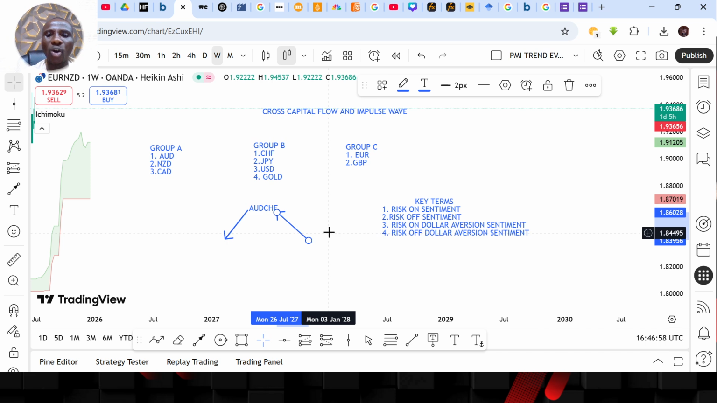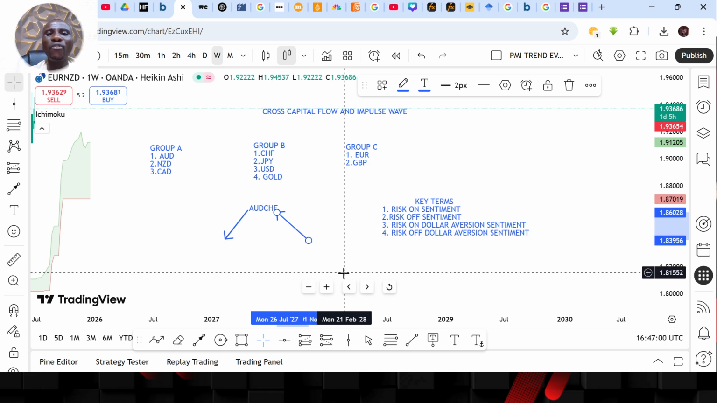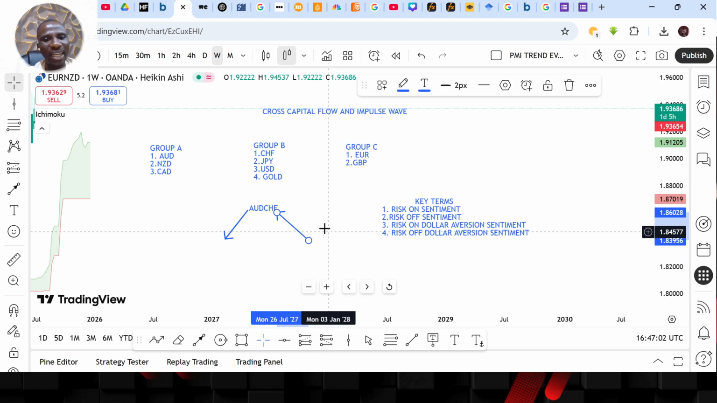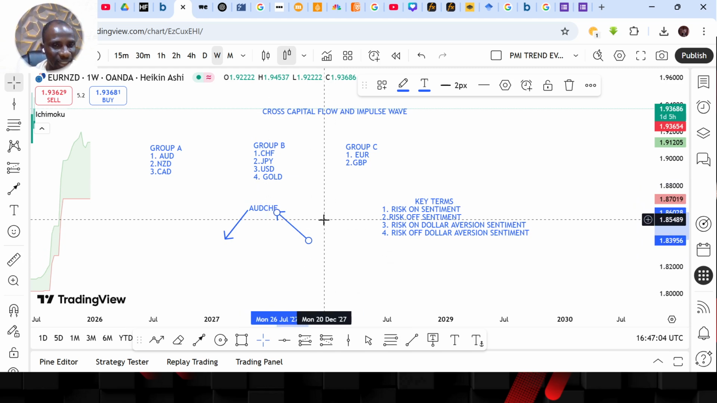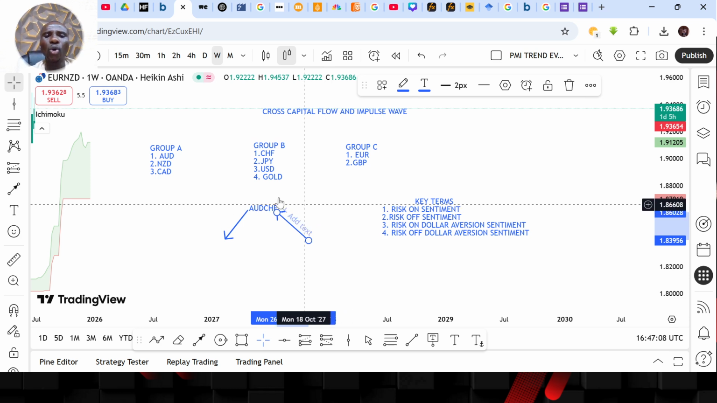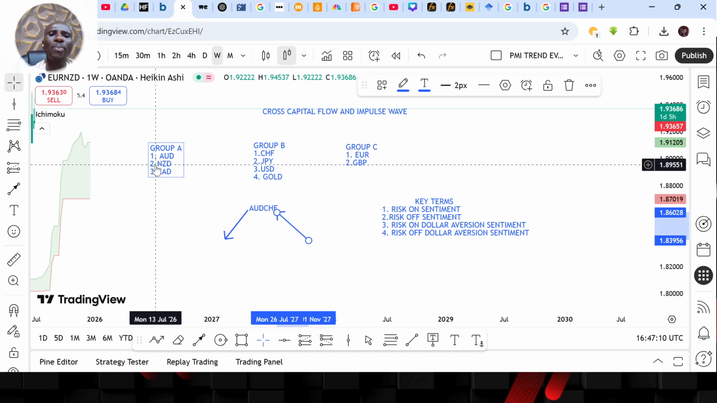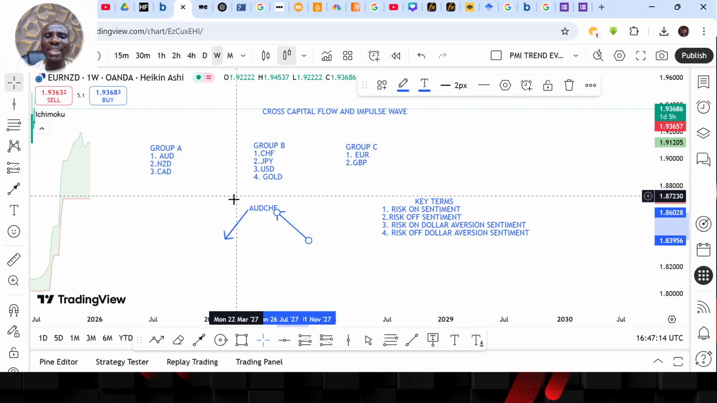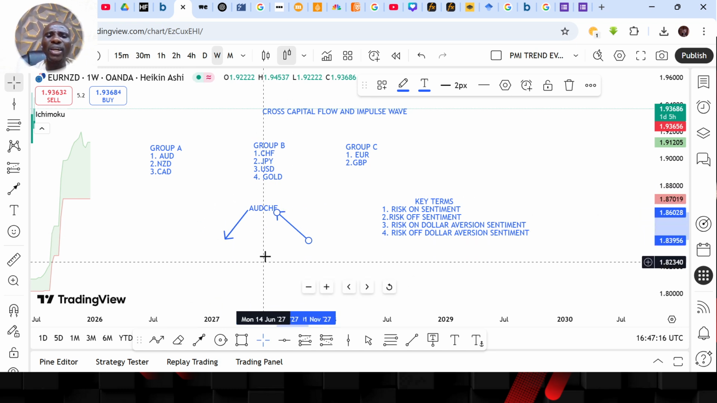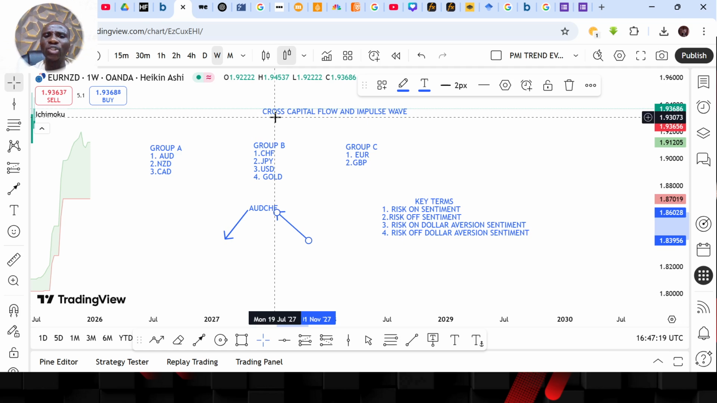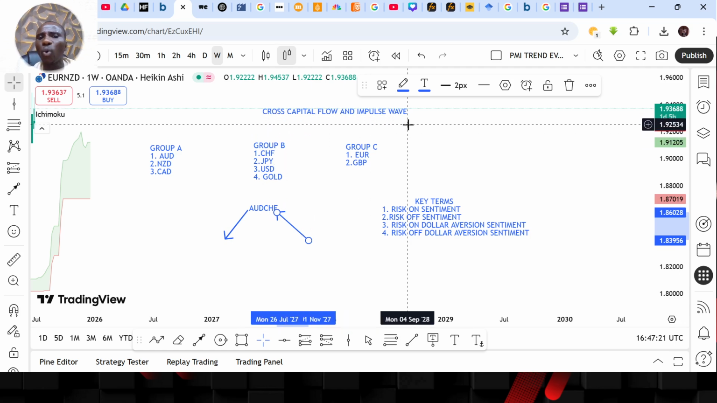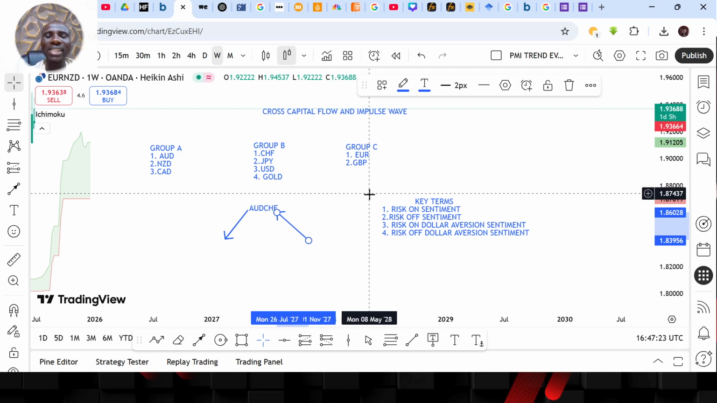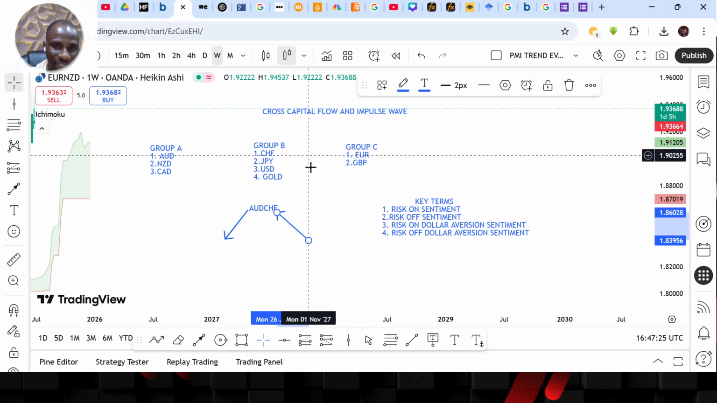If you are in a risk on, it will flow away from CHF. In most cases now, take note, in most cases. Are you getting it now? So when you pick a currency from group A and you pair it with a currency from group B, there is likelihood for you to have a pair that will ensure that there is cross capital flow. That is if you don't know how to use the gauge.